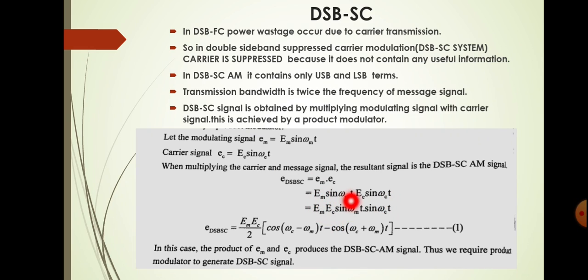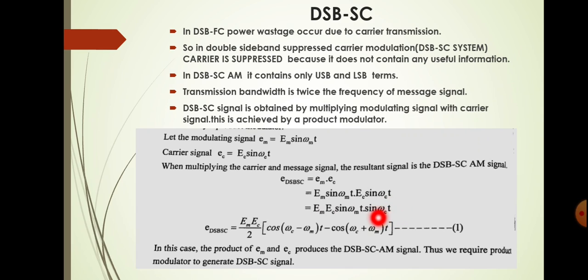So we can multiply EM into EC into sin omega M into T into sin omega CT. So you can see this is a mathematical formula like sin A sin B. It is in the form of sin A sin B. You know that sin A sin B will be equal to 1 by 2 cos A minus B minus cos A plus B.